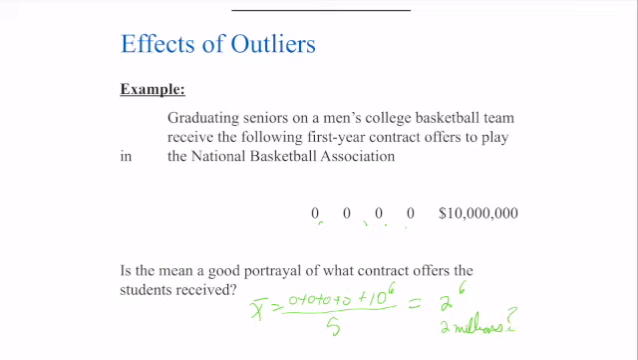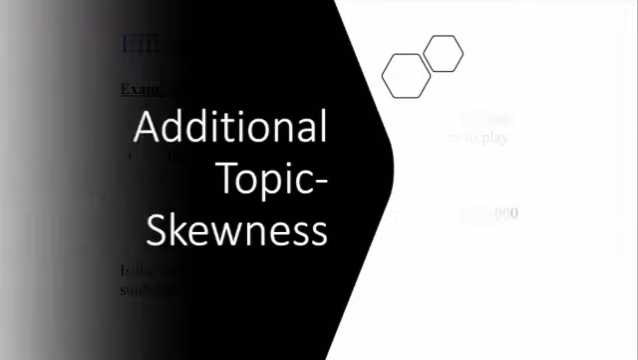Is that a good portrayal of what students actually received? No. $10 million is an outlier that happened to one student. They aren't splitting all the money like the mean would suggest. A better measurement could be the mode. The mode of this would be 0. The median would also be 0. So those would probably be better measures of center.